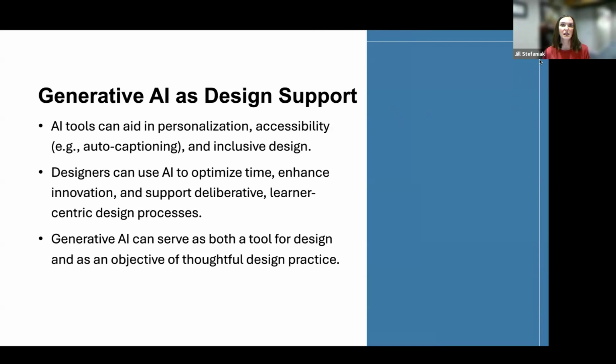And so today, what we're imploring everyone to do when they leave is not just think about ways in which we can leverage it for efficiency's sake, but also think about how we can use generative AI to help support us in our reflective practice throughout that design process.